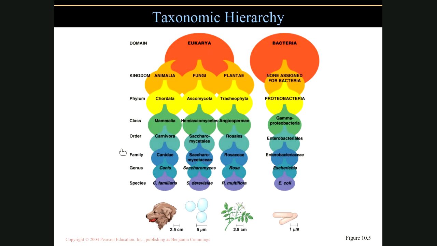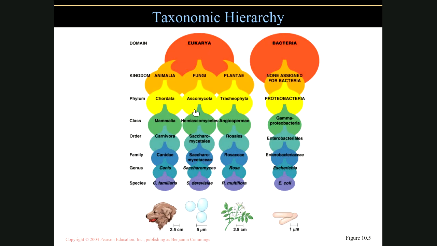Now, when it came to all the different taxons, all the different groupings, remember it's domain, phylum, class, order, family, genus, species, or Dear King Philip came over from Spain.